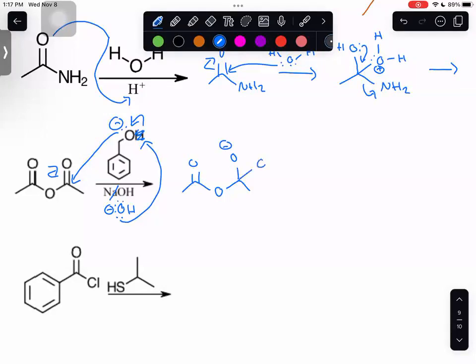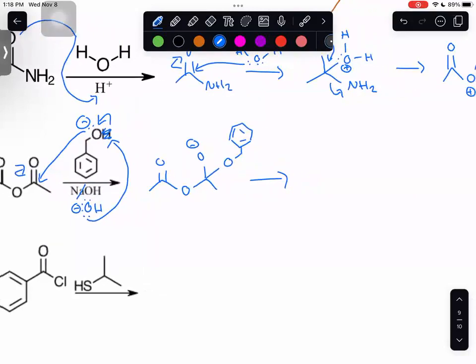Oxygen minus. There you go. That's your intermediate. Lone pairs go back down to reform the carbonyl, and then what are you going to kick out? There you go. So what's going to be the main product and the byproduct? There you go. That's your main product. And then your byproduct, the leaving group.